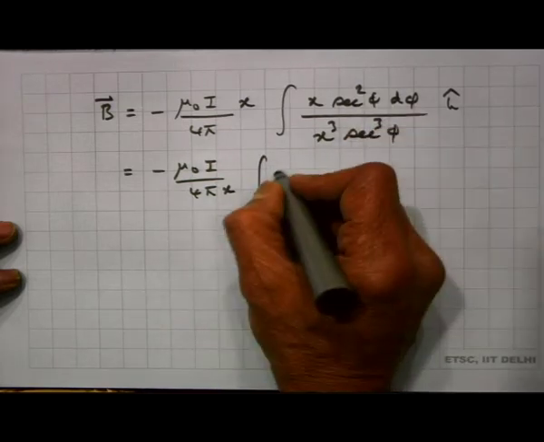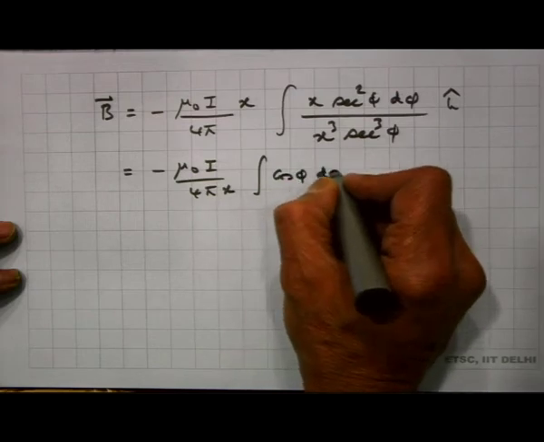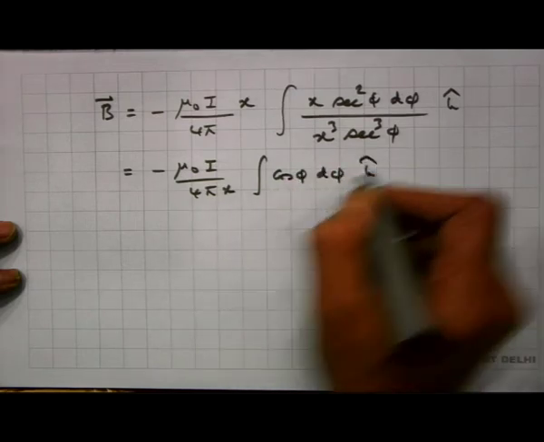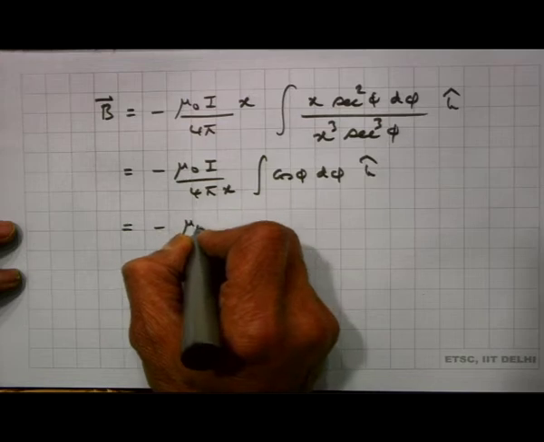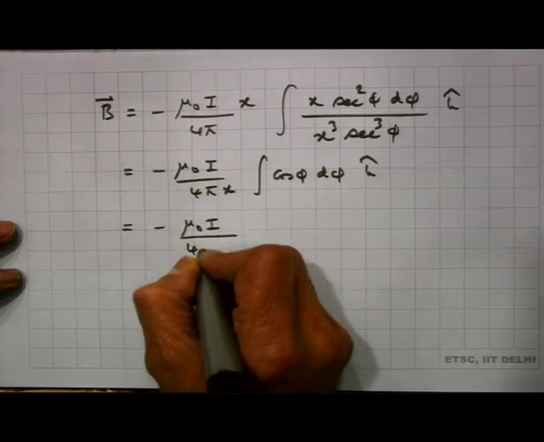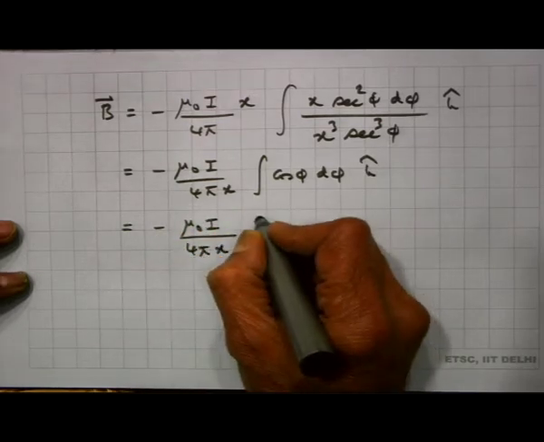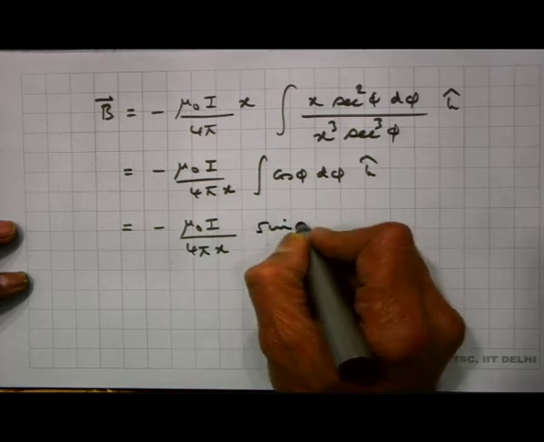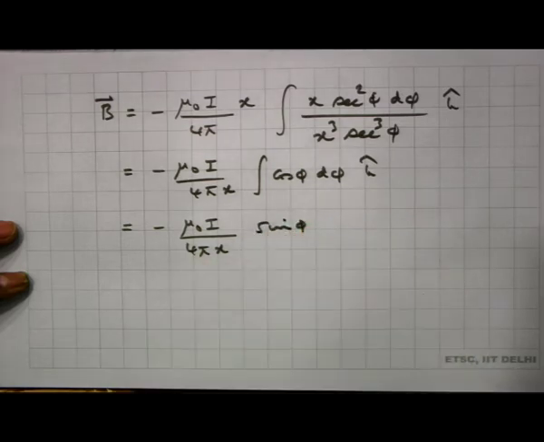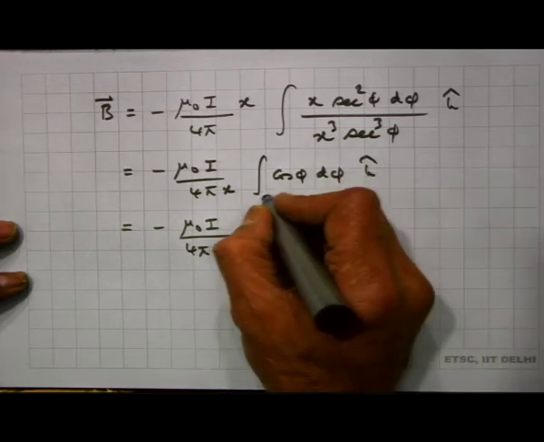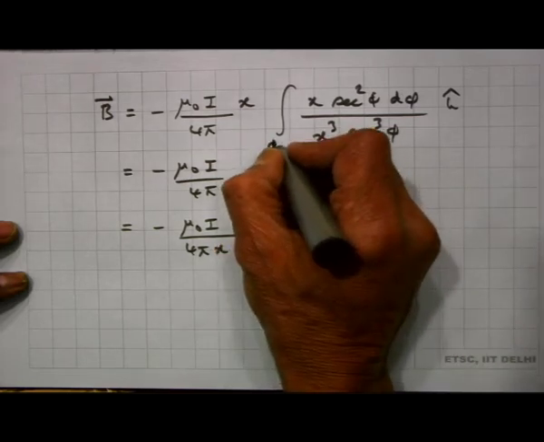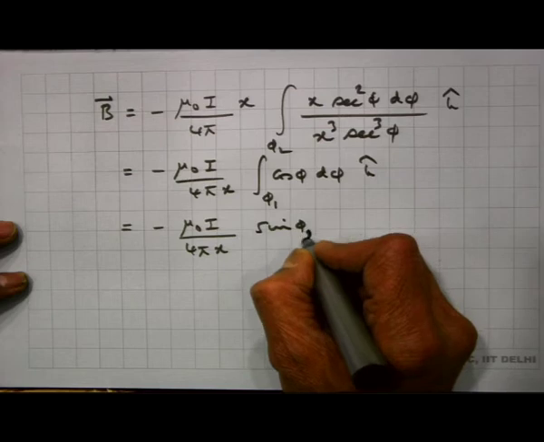1 by secant phi d phi is cos phi d phi, k cap, which is equal to minus mu naught I by 4 pi x, this is sin phi between the two limits. So, let me call the two limits as phi 1 and phi 2. So, sin phi 2 minus sin phi 1.